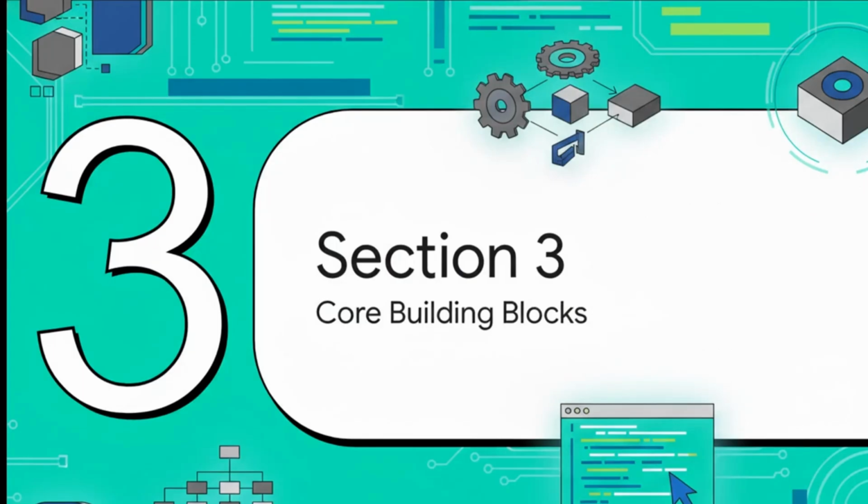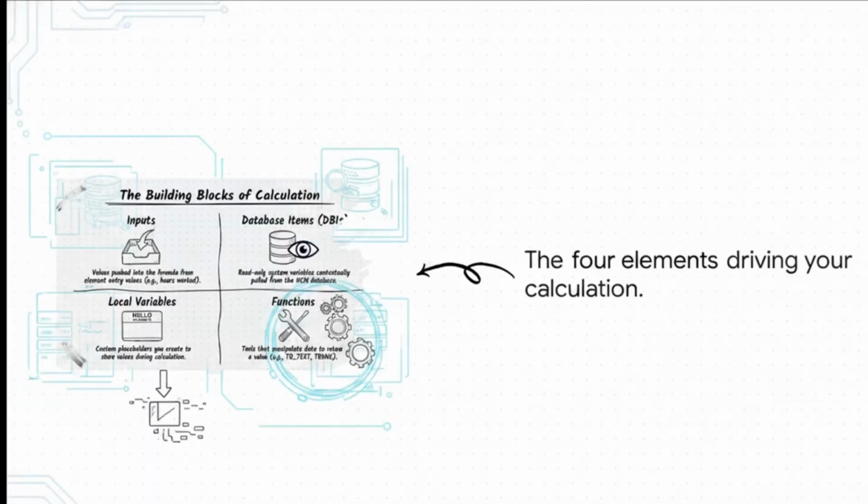Section 3, core building blocks. Let's look at the actual materials you'll use inside that text editor. Ye base logic hai. Your calculations will perpetually rely on 4 foundational blocks. You have your pushed inputs from the element entry, your read-only database items, or DBIs. Then there are custom local variables acting as placeholders and manipulative functions that alter your data formats.